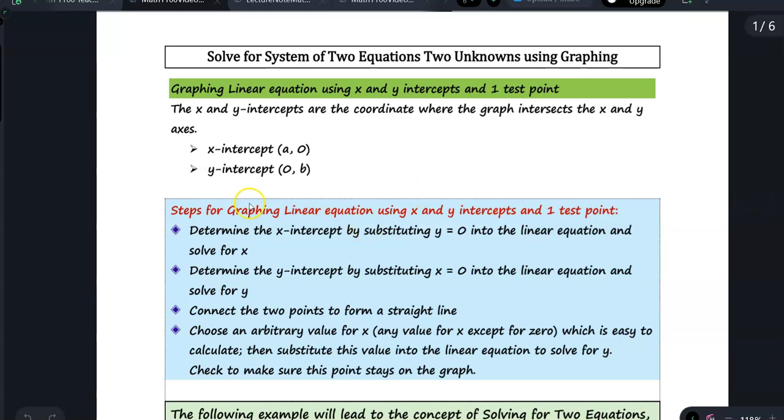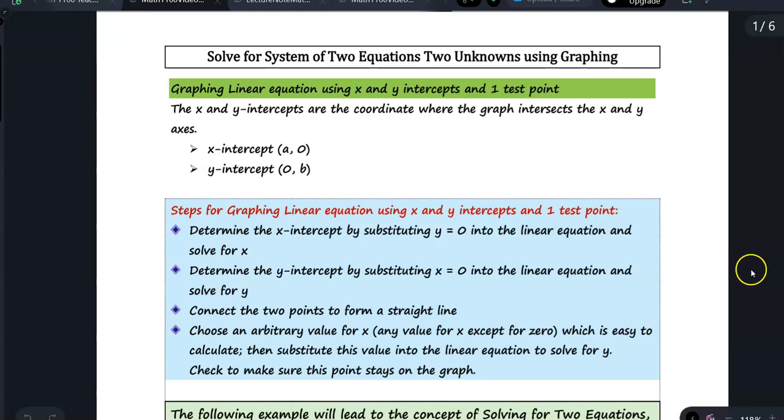Alright, I would like to go over the steps to graph a linear equation using x and y intercepts and one test point. Determine the x-intercept by substituting y equal to 0 into the linear equation and solve for x. Determine the y-intercept by substituting x equal to 0 into the linear equation and solve for y. After you have these 2 points, or these 2 ordered pairs, you connect these 2 points on the Cartesian plane and it will form a straight line for you.